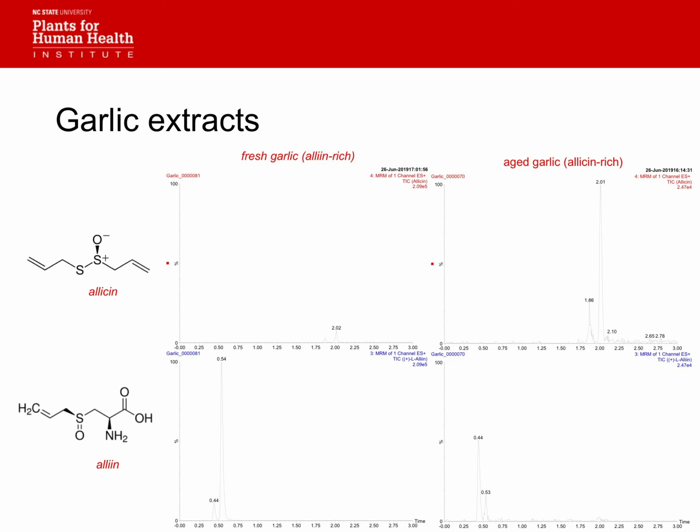So what he did, with the help of my students that are here today, was make garlic extracts, and these are the LCMS traces. The scales are normalized to the same level, so you can see relative abundance. This is the fresh garlic extract, and you can see that there's actually a lot more alliin than allicin. With the aged garlic extract, there's still an appreciable amount of alliin, but the amount of allicin has gone through the roof now.